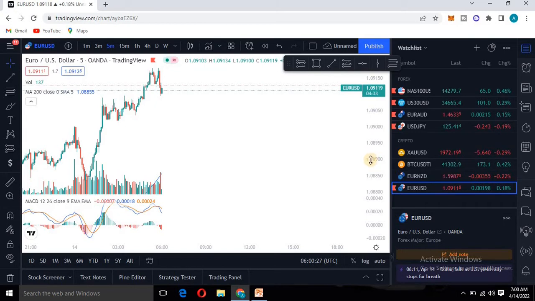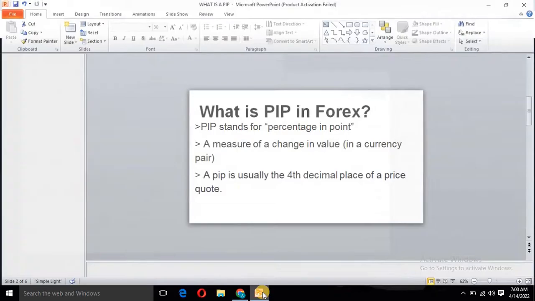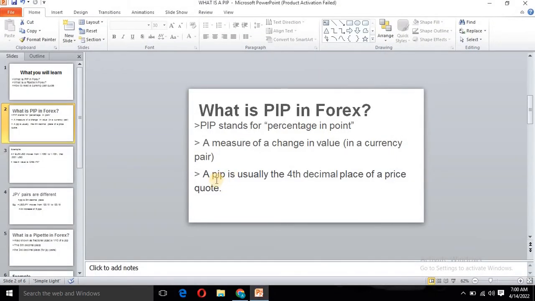Okay, let me just use the steady price. So let's take a look at this. Make sure you pay attention to this. You discover that we have 1.08900, right? So you're going to ignore the last one and stop at 4 decimal points. All right, that's what this statement means, which is a PIP is usually the 4th decimal place of a price code, right? Then moving on now.